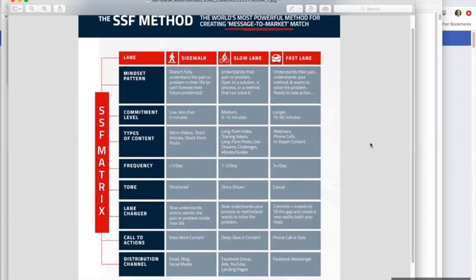Great question. The sidewalk is to get anyone in your audience to essentially raise their hand and identify themselves, to get them onto the sidewalk. So that could be any sort of lead magnet. If you're trying to get them to go from the sidewalk to the slow lane, then lane changer right here describes it best: now understands and or admits the pain or problem inside their life.